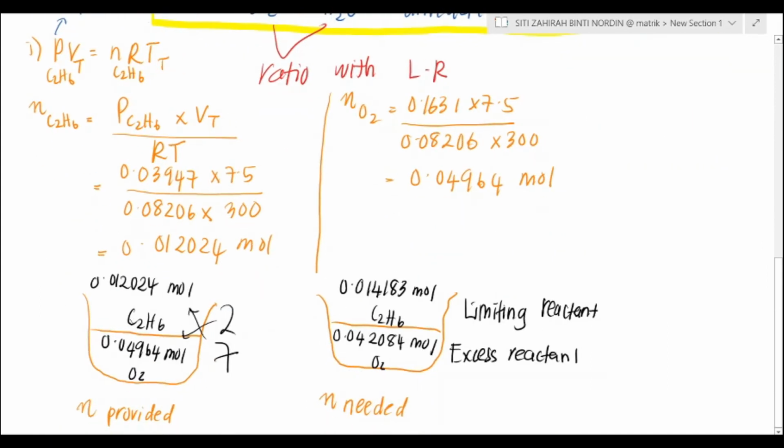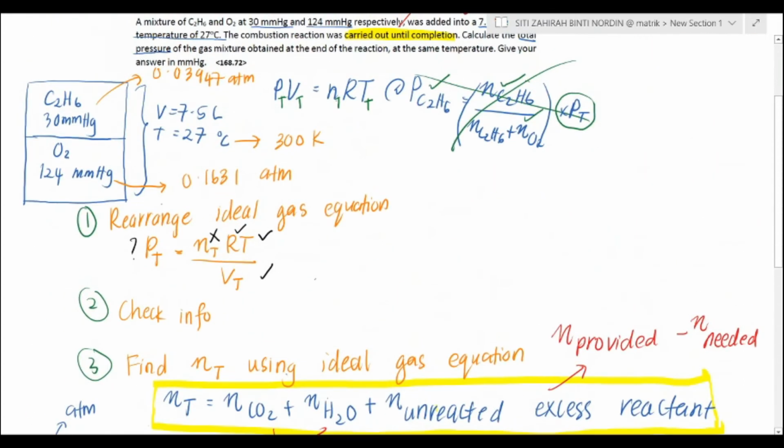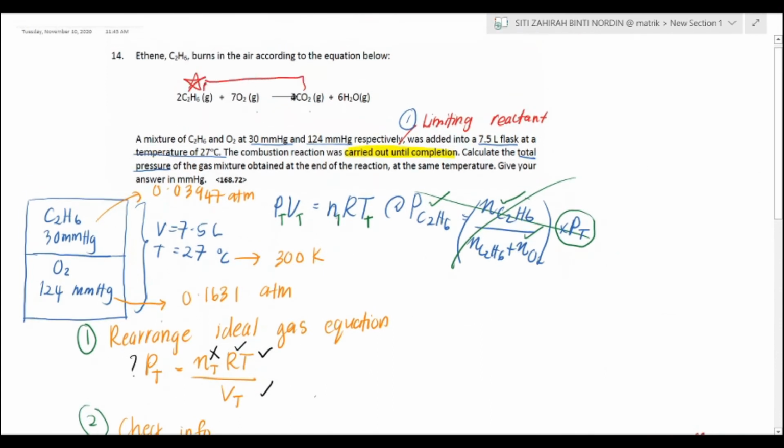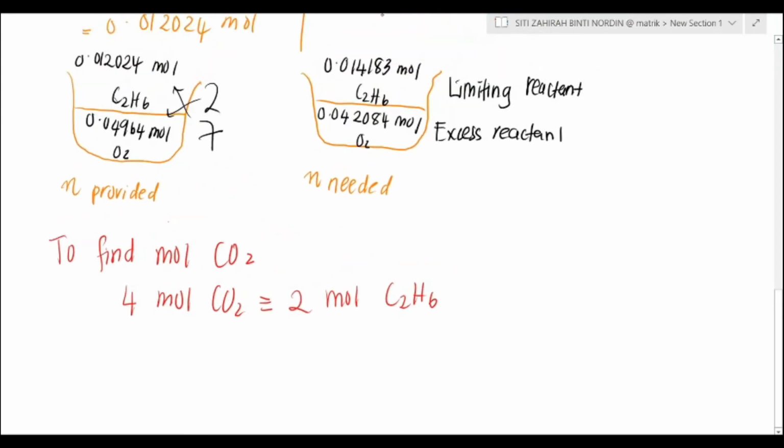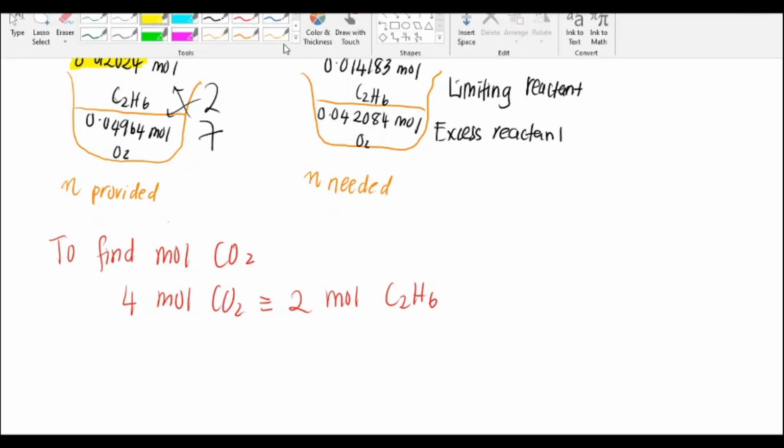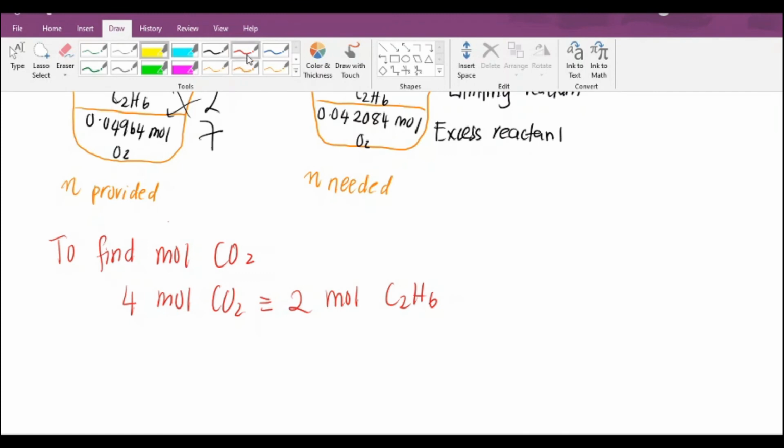So we found out that the limiting reactant is C2H6. Okay, so put a star on it. Okay, so now we're gonna compare all of your products with C2H6 in order to find respective moles. Okay, so first I want to find mole of CO2. So from the equation, mole of CO2 is equivalent to 2 mole C2H6. Okay, remember class, we need to take the mole provided by the limiting reactant because this is how much I can give you. That's the maximum amount of mole that I can give to you.